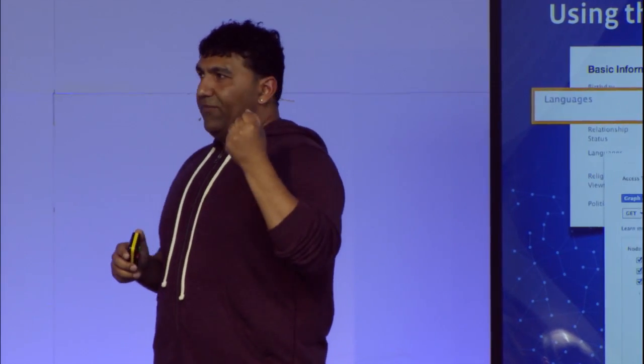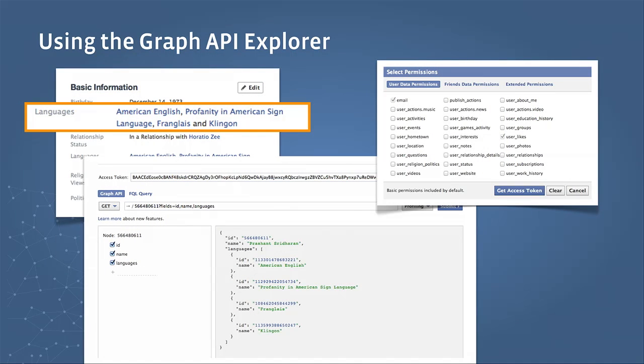So I'm going to cover the Graph API Explorer really briefly. Inside your Facebook profile, in your About Me section, you can see a bunch of basic information. This is my profile information. You can see the languages I speak. I speak American English. I speak profanity in American English. I also speak Klingon, which is true. And in order to get this information, languages is embedded inside the user likes permission inside of Facebook.